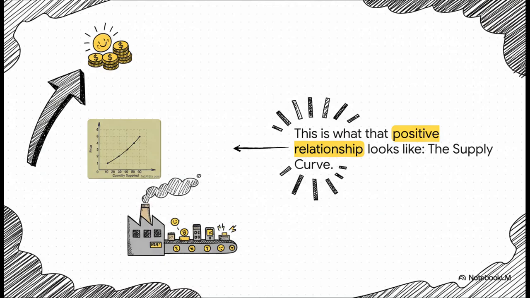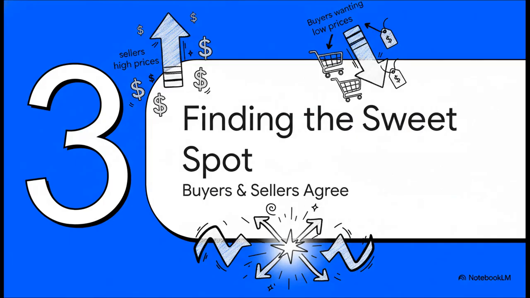It's a perfect picture of that profit motive kicking in. More money, more stuff to sell. Okay, so let's recap. We, the buyers, want low prices, and they, the sellers, want high prices. It sounds like they're totally at odds, right? So how does anything ever actually get bought or sold? Well, this is where the magic happens, when these two forces collide.